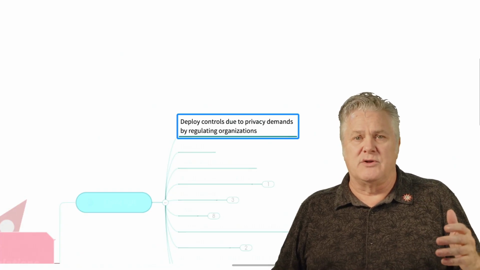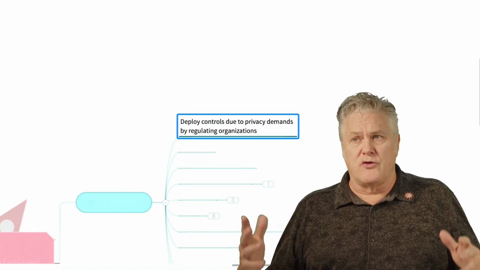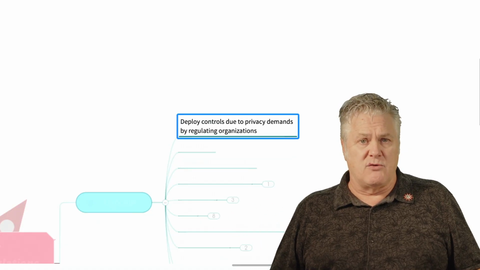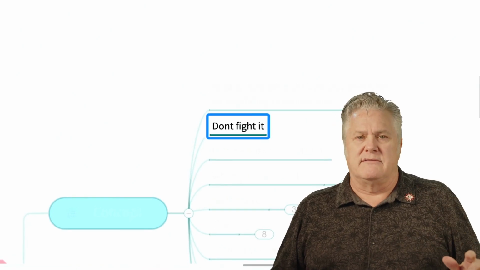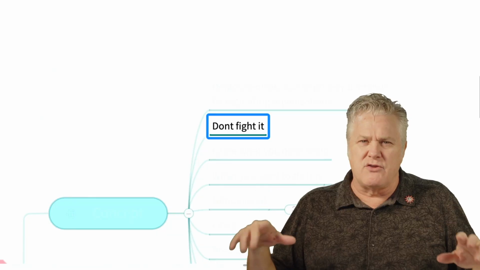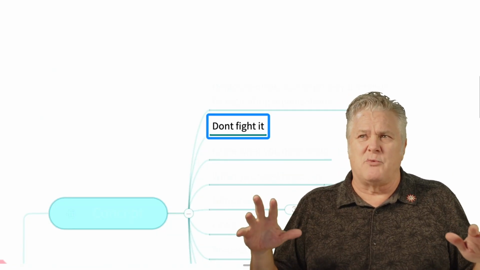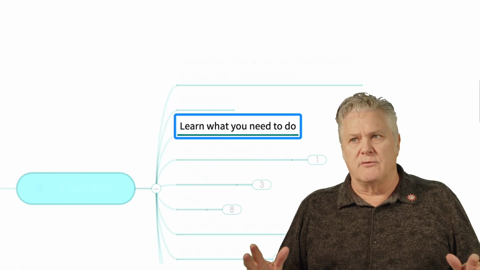Everybody has to deal with this. You're going to have to deploy controls due to those privacy demands by the regulating organizations. It's just going to happen to you. Don't fight it. A lot of people will say, well, I really don't want to do this. And the technologists say, I really don't want to do this. And governance people say, I really don't want to do this. Don't fight it. Just learn what you need to do.